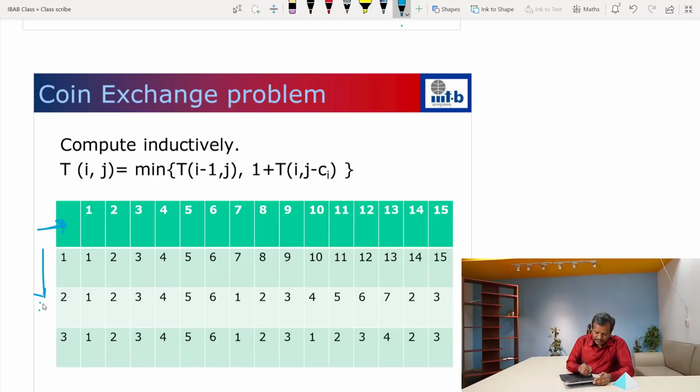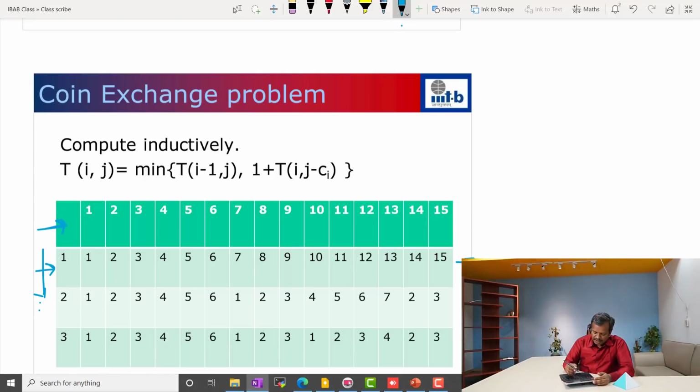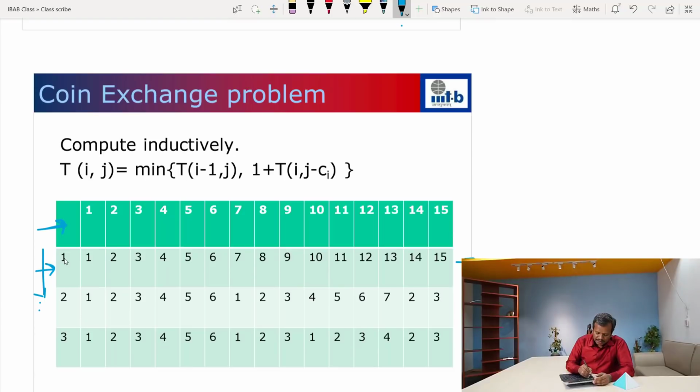So, T of i comma 1. If I am allowed to use only the first coin, this first row will show you the number of coins that are required to pay for j using only the first coin. As the initialization, if you have to pay for j, then you have to give j coins. So, T of 1 comma j, in this case the indexing will be from 1 to 3 in this table, but when you write the program it will start from 0.